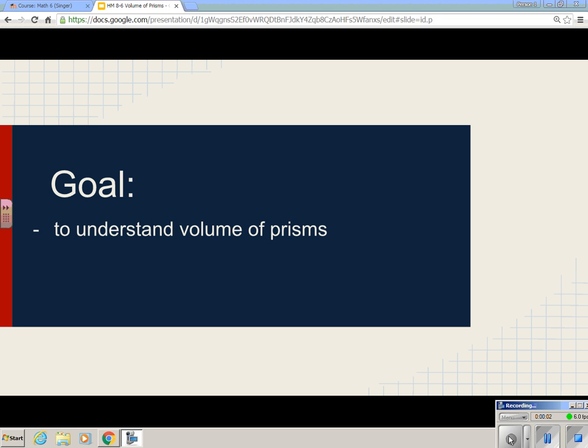Welcome back to math today. What we're going to focus on today is to be able to understand the volume of prisms. We're now going to take up the space inside of shapes. Write this down with today's date and page number.